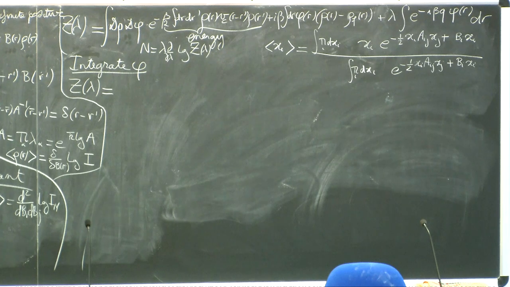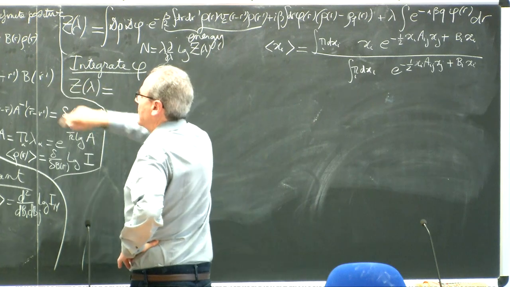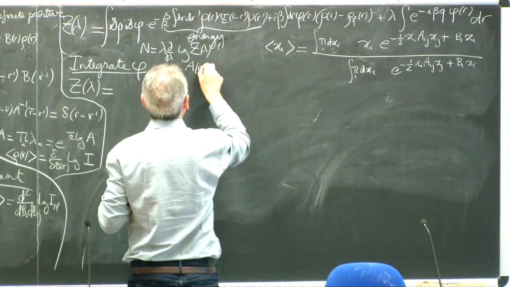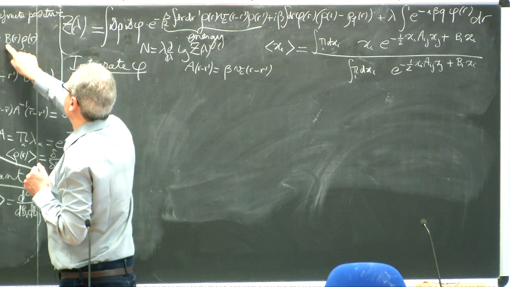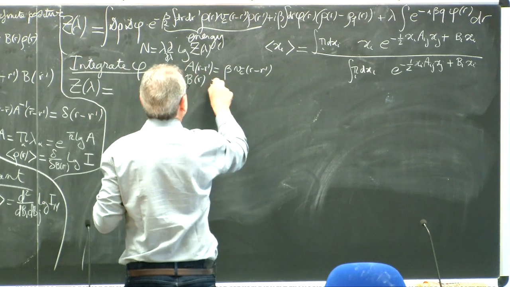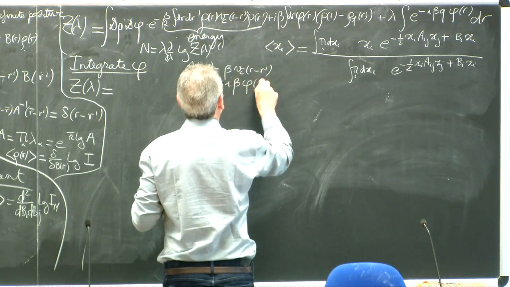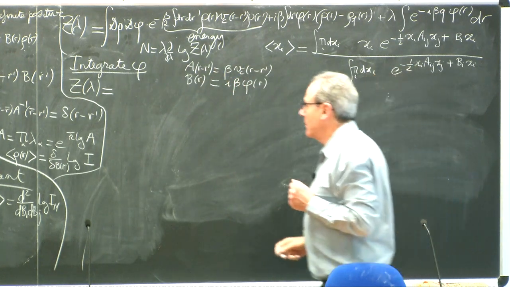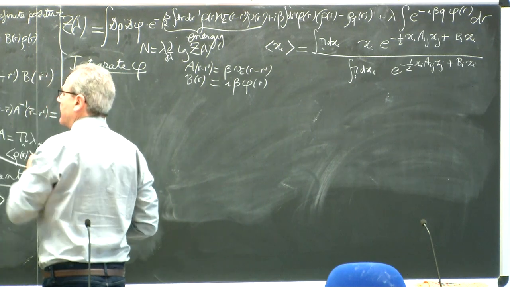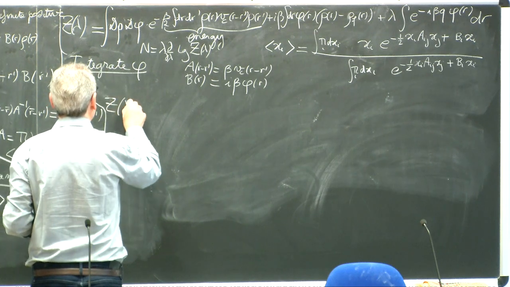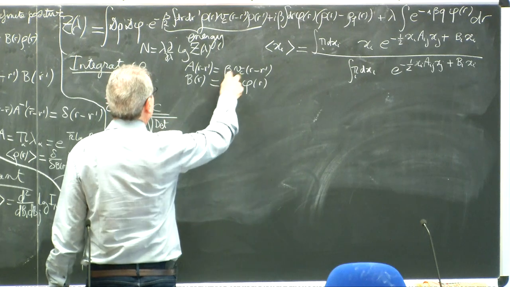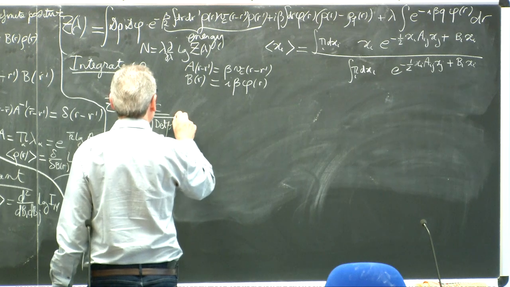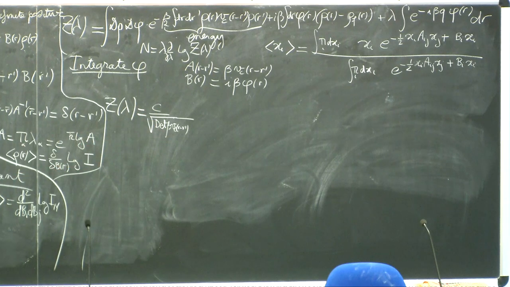When I integrate phi, I look here, and the correspondence is that A of r minus r prime equals beta Vc of r minus r prime, and the function b of r is i beta phi of r. So I can do the phi integral using this formula, and I will get z of lambda equals a certain constant divided by the square root of the determinant of beta Vc of r minus r prime. But as I said, this is just a constant number, which is infinite, but I don't care, because it's a number which comes out.